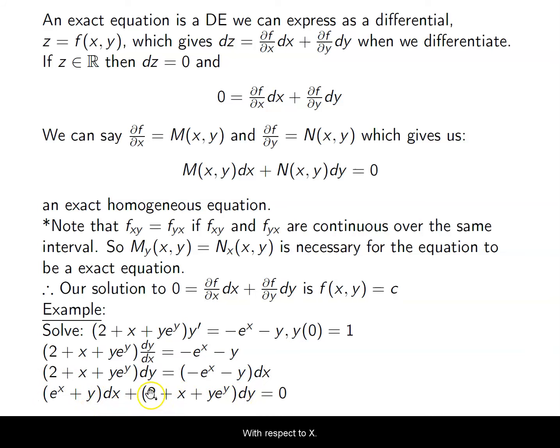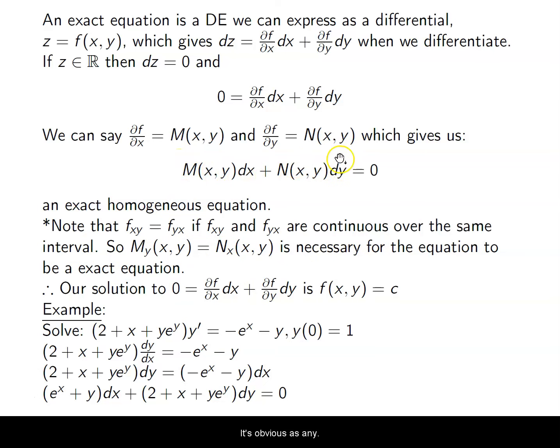Here, with respect to x, this is held as a constant and goes away. This is held as a constant and goes away. And this goes to 1. My mixed partials both equal 1, and they're equal to each other. So it satisfies the condition for being an exact equation.